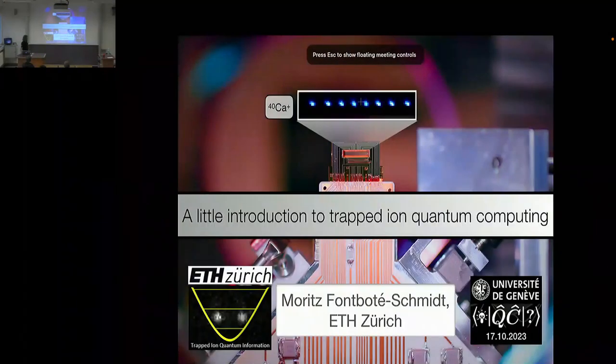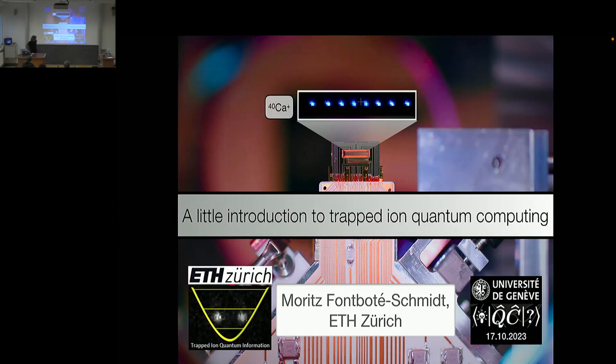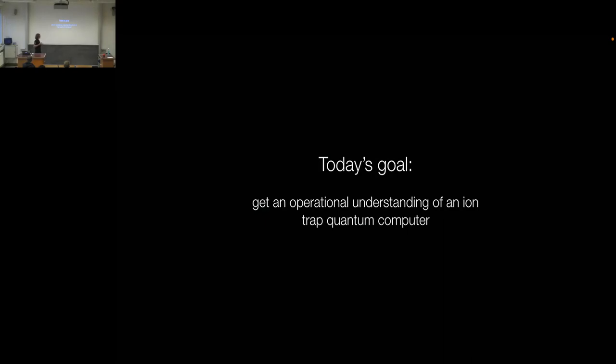Now we're good. Okay, hello, I'm Moritz. I work in the Trapped Ion Quantum Information Group at ETH Zurich. What we do is we trap ions to try to build similar types of devices to what Ilya told you about. And today, my goal is to give you an operational understanding of how we operate those computers. The idea is that you don't necessarily understand all the details, but that you have an idea of what we do. Maybe you find it interesting and want to learn more about it.